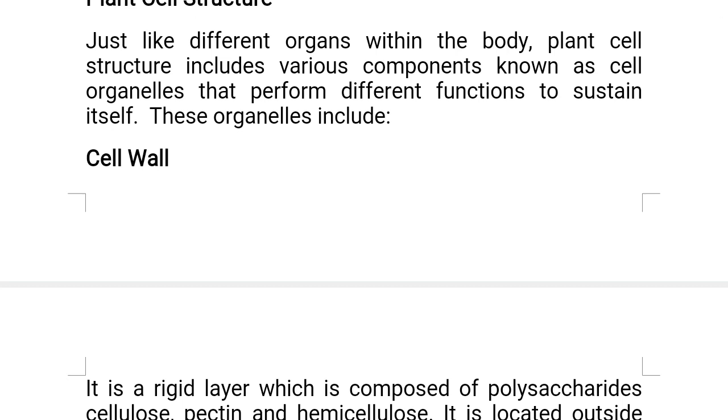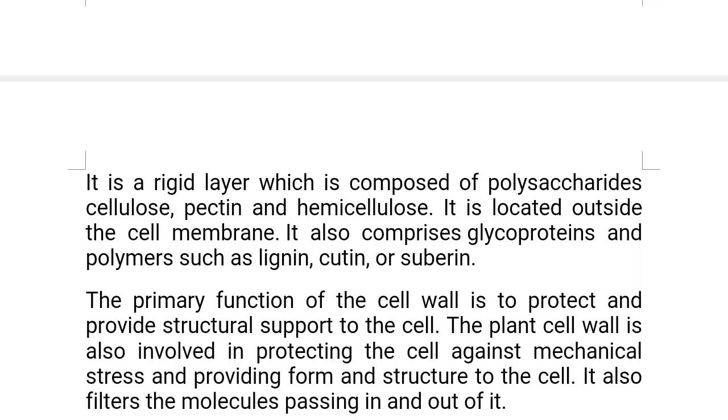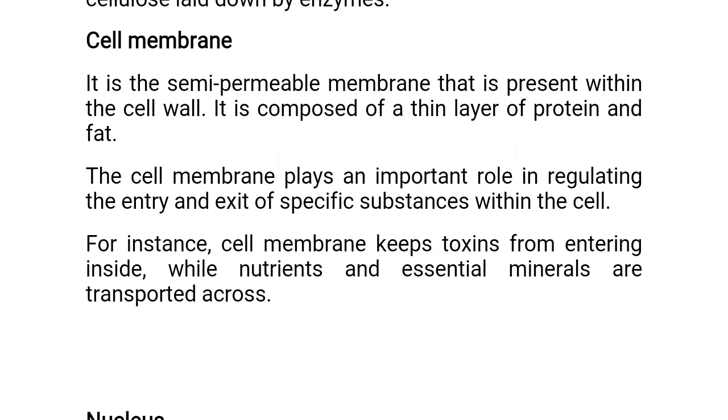Now you can see the plant cell has a well-defined shape, and it's because of the presence of this cell wall. So the cell wall is made up of what? Polysaccharides: cellulose, pectin, and hemicellulose. The cell membrane. After the cell wall, the next organelle you meet in the plant cell is the cell membrane. And the cell membrane is known to be semi-permeable, or selectively permeable.